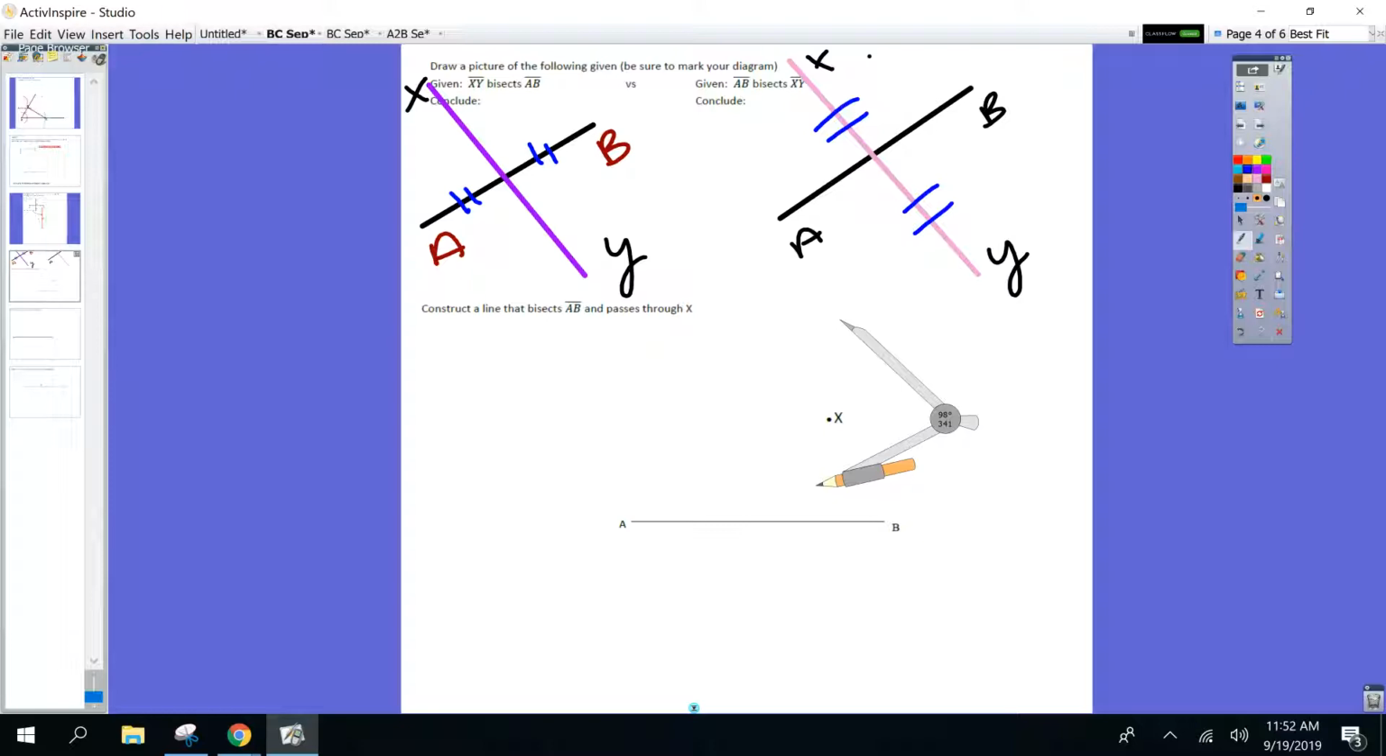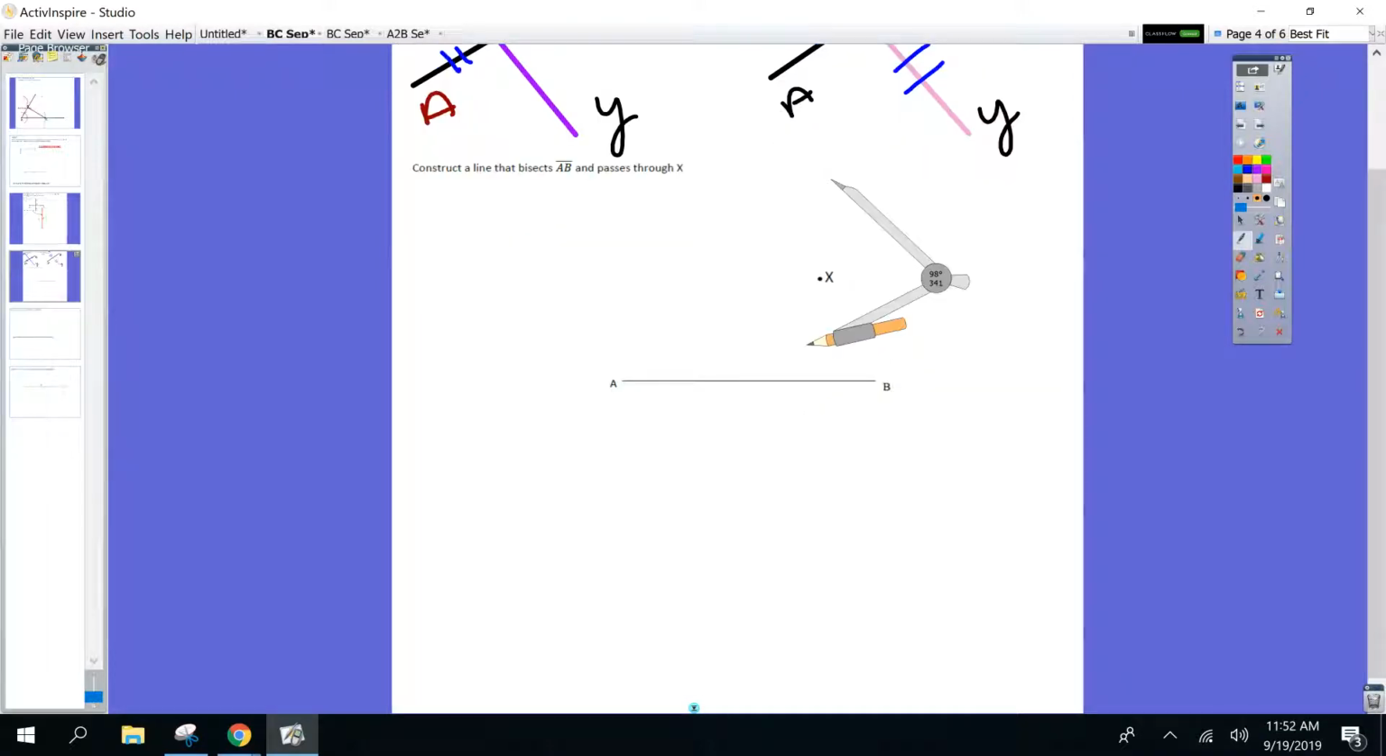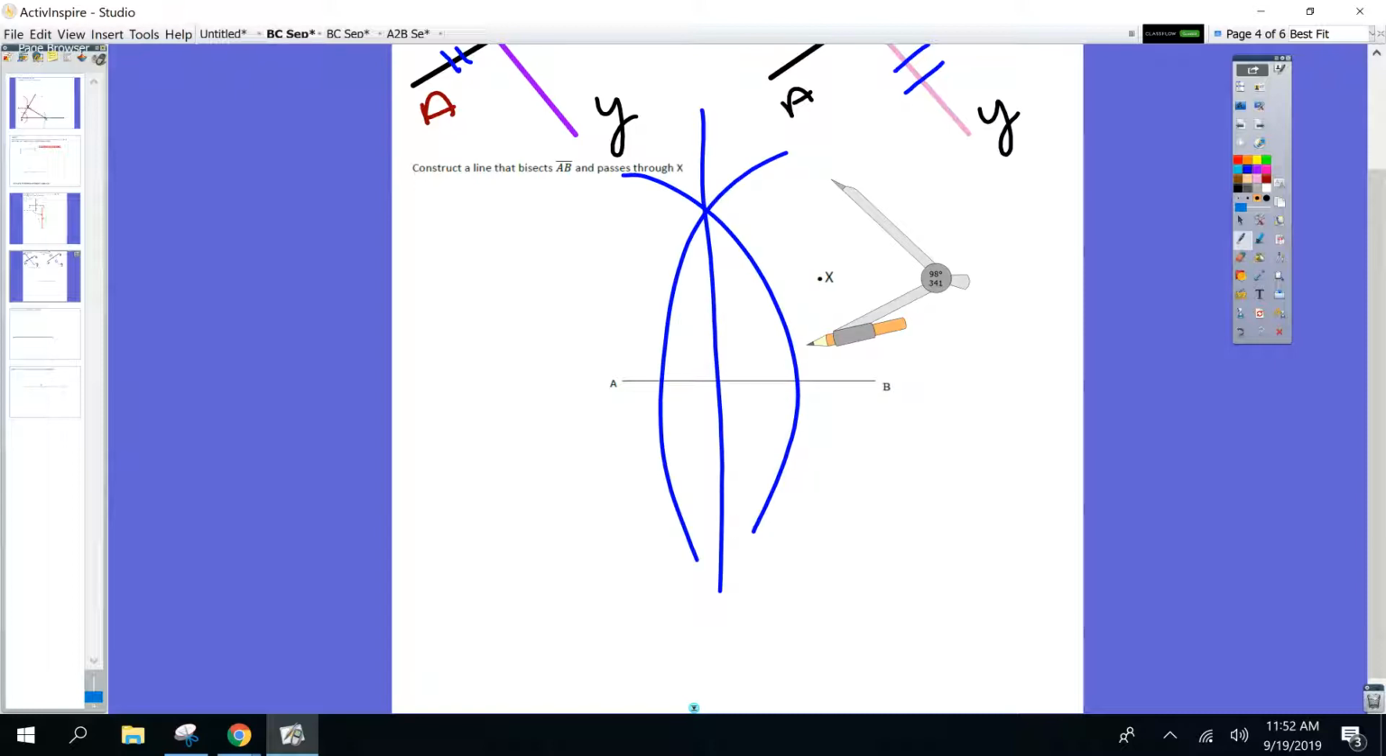All right, now let's grab our compass and straight edge. Read my directions right now. I need a line, so put arrows on it, that bisects AB, but what's my condition? Has to pass through X. So here's what I cannot have. I don't want that line. That may bisect it, but it doesn't go through X, right? But can I still use that construction to help me out? I'm not going to show you a new one. Can I still use this construction to help me out?